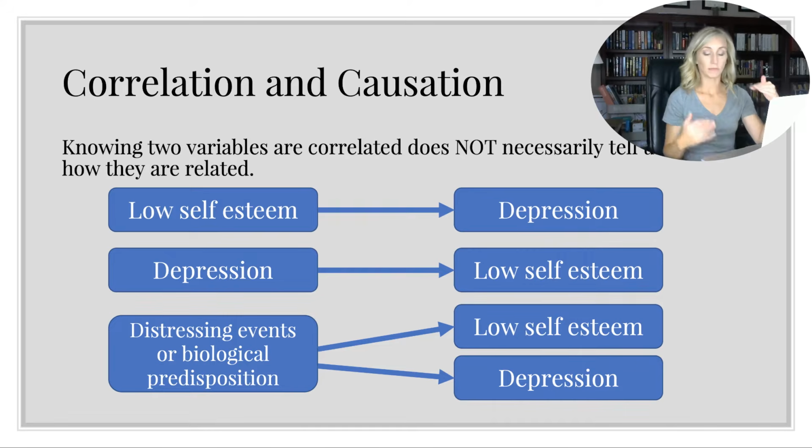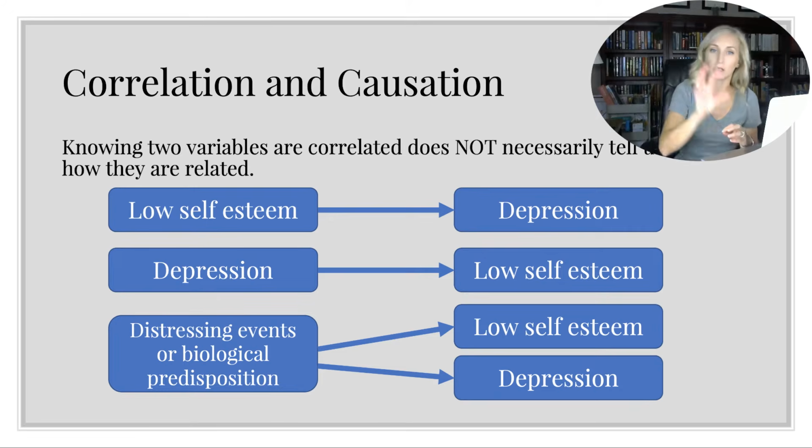Low self-esteem causes depression, right? Yeah. But doesn't depression also cause low self-esteem? Yes, it does. But then isn't there other things that could cause both low self-esteem and depression, like distressing events or biological predisposition? Yes. So there's no way to say, if you're only looking at two variables, that one causes the other, because it could be a third variable that causes the relationship itself that you're looking at, right?